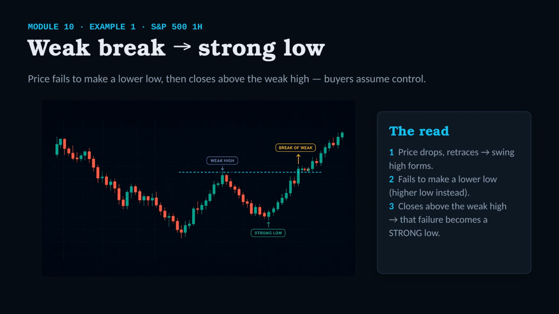After the failure, we see price closing above the weak high. In other words, we have a break of weak structure. And in this context, that break transforms the failure into a strong low. This represents a shift in the behavior of buyers and sellers. Buyers have assumed control. Now, in moments like this, it is useful to look at the footprint chart so we can see exactly where buyers produced their greatest level of activity.